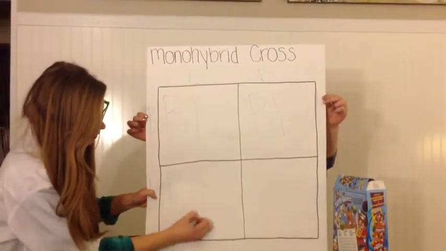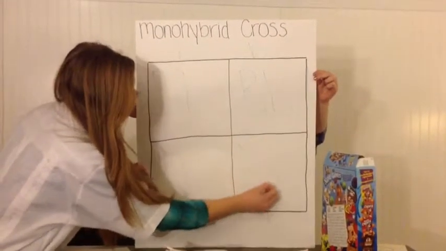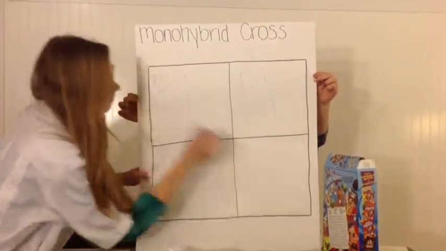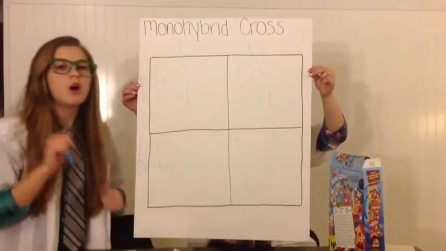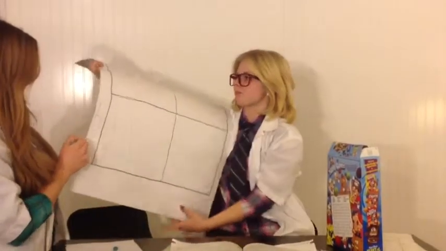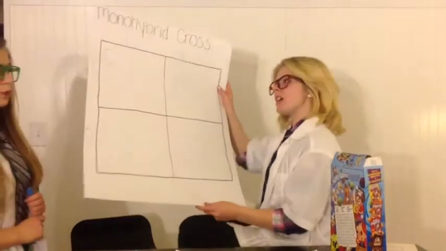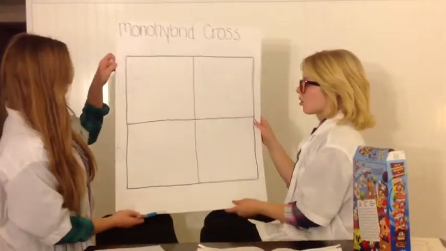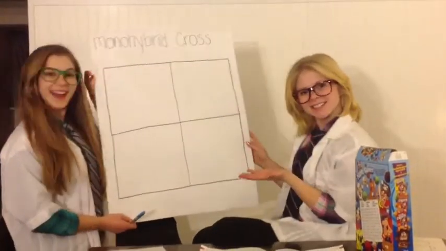Little b, then bring it over again, and from the top, little b, little b. You see, for the ratio here, it would be 1-to-1 or 50%. So that means there's a 50% chance that the dinosaur could either be purple or blue.